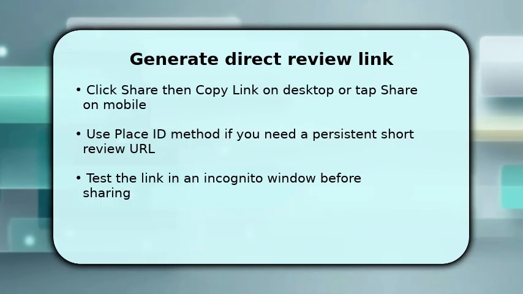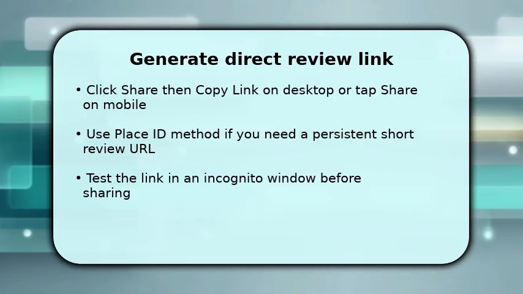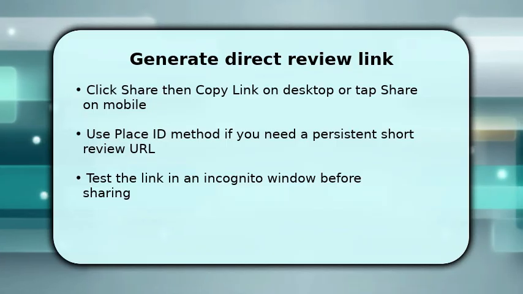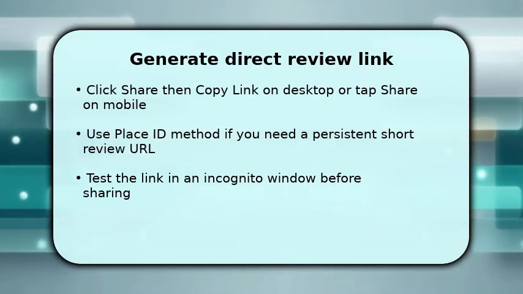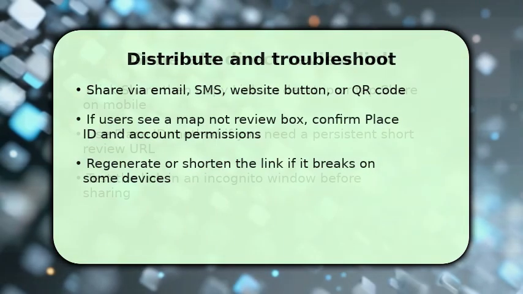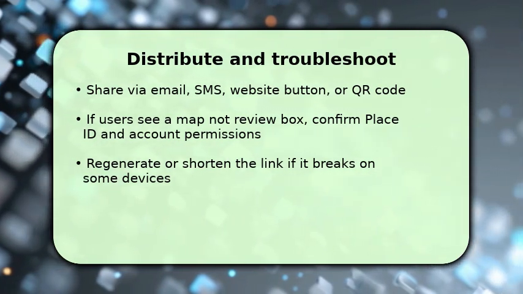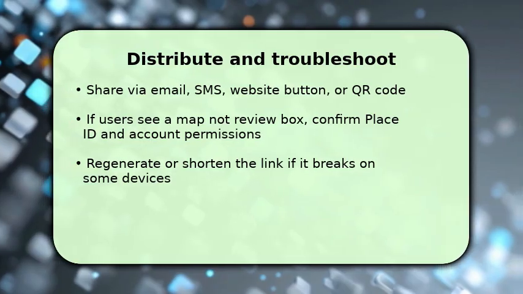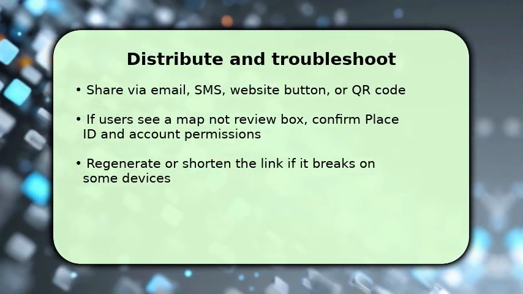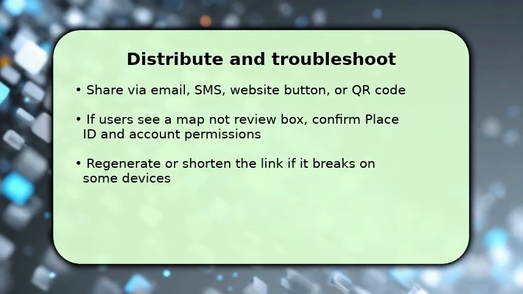Once done, paste the link into a private browser or incognito window to test it opens the review form directly. Make sure the link prompts the star rating and comment box, otherwise adjust the method. Finish by distributing the link where customers will use it: email, SMS, a website CTA, or a QR code on receipts. When you send it, instruct users to tap Rate and leave comments.